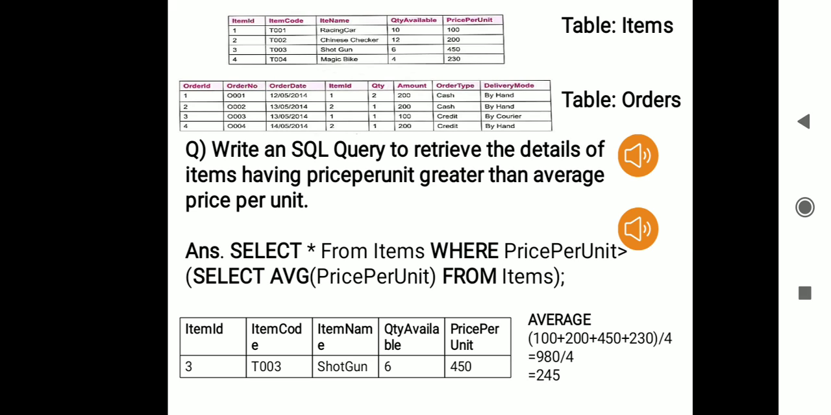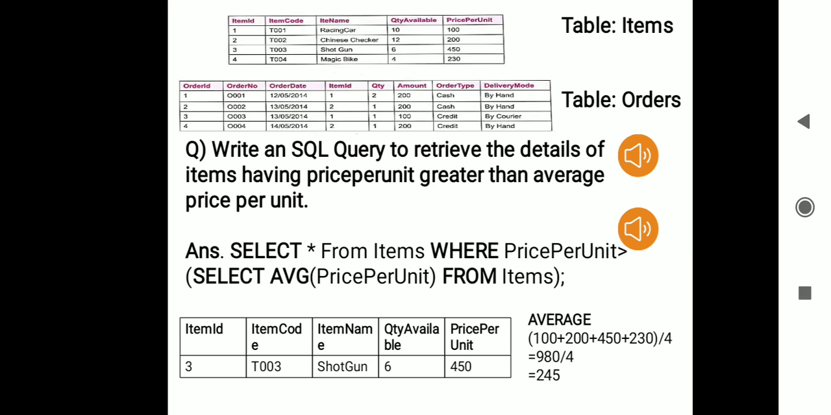We will not write the value 245. We have to write the statement to calculate the average price per unit from the table called items, which is 245, and that statement is select AVG, where AVG stands for average, and then within bracket you write price per unit as the column name from items. So this statement, select AVG within bracket price per unit from items, will return the value of the average price per unit from the table called items, which is 245, and that gives the where condition as the price per unit should be greater than 245.